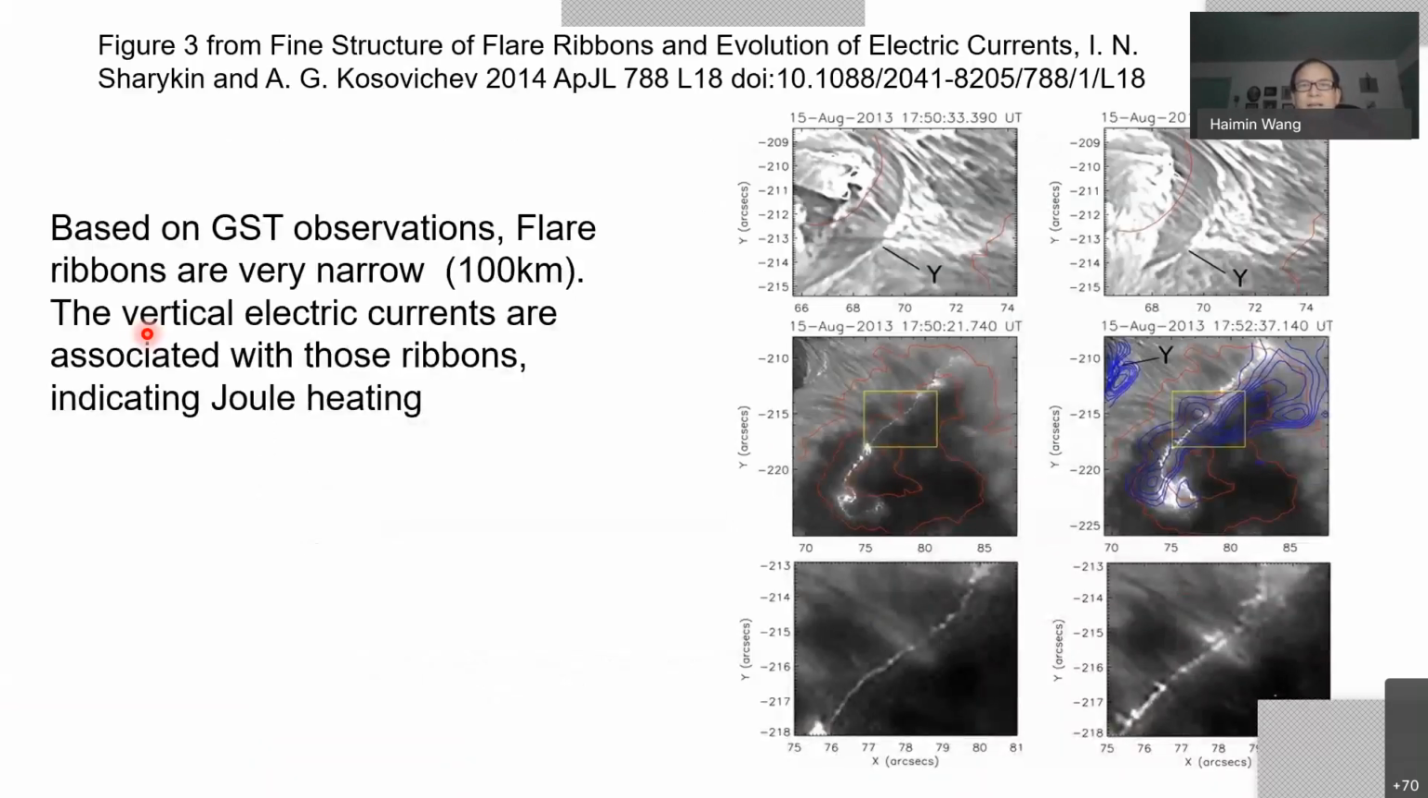The very first high resolution observation of a flare was published by Sharykin and Kosovichov in 2014. This is the H alpha off band. You can see from where my cursor is pointing that the flare ribbons appear to be extremely narrow. They said it's around 100 kilometers. This can be resolved by Big Bear GST.